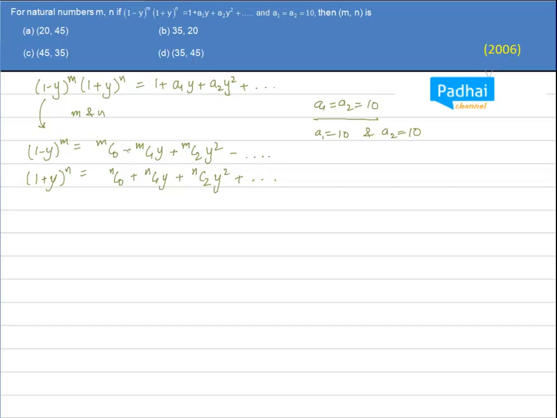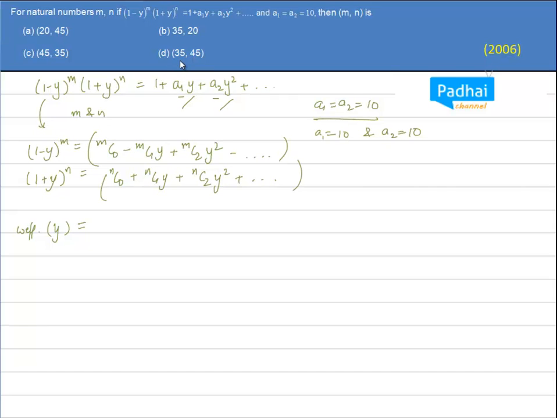Now if I multiply these two terms, what I need to find is the a1 and a2 coefficients. For that I need to find the terms y and y² only. The coefficient of y will be a1 and the coefficient of y² will be a2, and for those I already know the values. So let's see, if I multiply these two terms, what will be the coefficient of y? We are looking for the coefficient of y first of all.